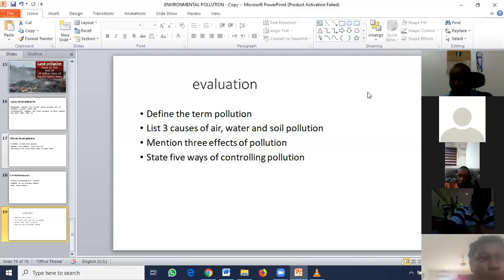Okay. As they roll in, please take the remaining two down. You do them as your assignment. Mention three effects of pollution. Three general effects of pollution. Then state five ways of controlling pollution generally. This question is not limiting you to whether air, water, or land. So just mention three effects of pollution generally, and state five ways of controlling pollution generally.